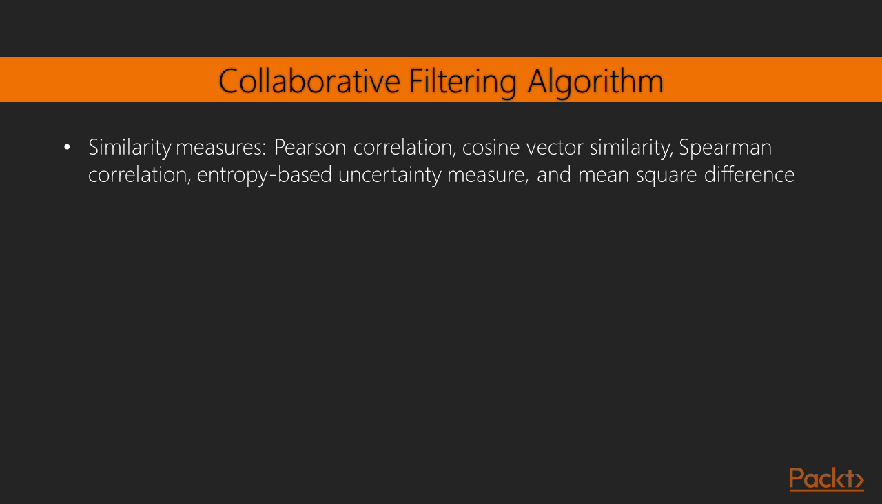In order to compute these similarities between users, a variety of similarity measures have been proposed, such as Pearson correlation, cosine vector similarity, entropy-based uncertainty measure, and mean square difference. Let's look at the mathematical formula behind the calculation and implementation using R.